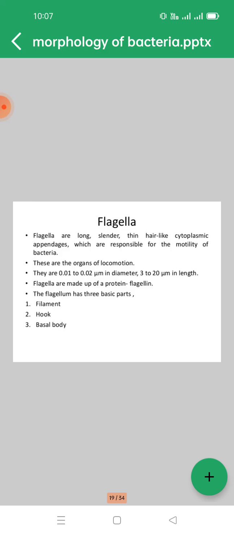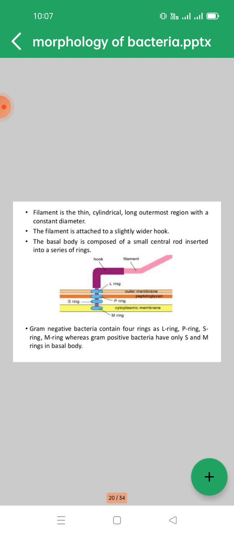Flagella have three basic parts, that is filament, hook and basal body. In this structure you can see the filament, hook and the basal body. The basal body arises from the cell, then the hook is present, and then the filament. The filament is the thin, cylindrical, longer outermost region. It is attached to a hook structure, a wider hook, from which the filament arises. Next to the hook there is a basal body, which is inserted into the cell.